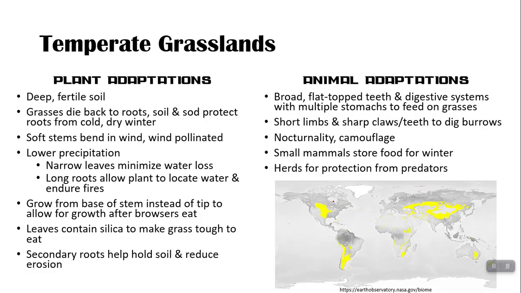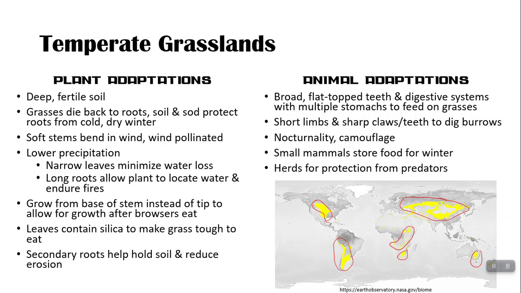Temperate grasslands. Grasslands are generally regions that get kind of intermediate amounts of precipitation. Notice we got the large grassland in the center of North America. We've got some large ones in South America, a lot of the central part of Asia, and there's also some in Australia and some in Africa. So temperate grasslands tend to have deep, fertile soil, so plants grow very easily there. There are primarily grasses, and grasses have a lot of adaptations.